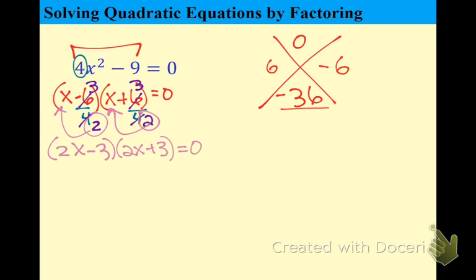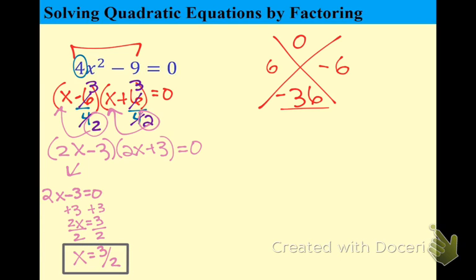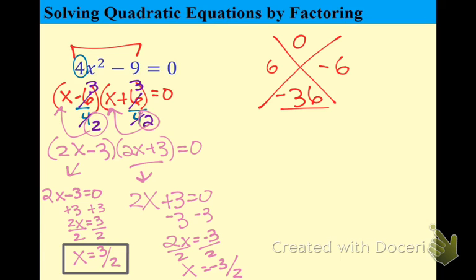Once we have factored completely, what's the next step? Set them equal to 0. So 2x minus 3 equals 0. So what do we do to solve for x? Add 3. So 2x equals 3, and then we need to divide. So our first answer is x equals 3 over 2. Our second answer, we have 2x plus 3 instead. So first step, we're going to subtract 3. Then divide by 2. So x equals negative 3 over 2.